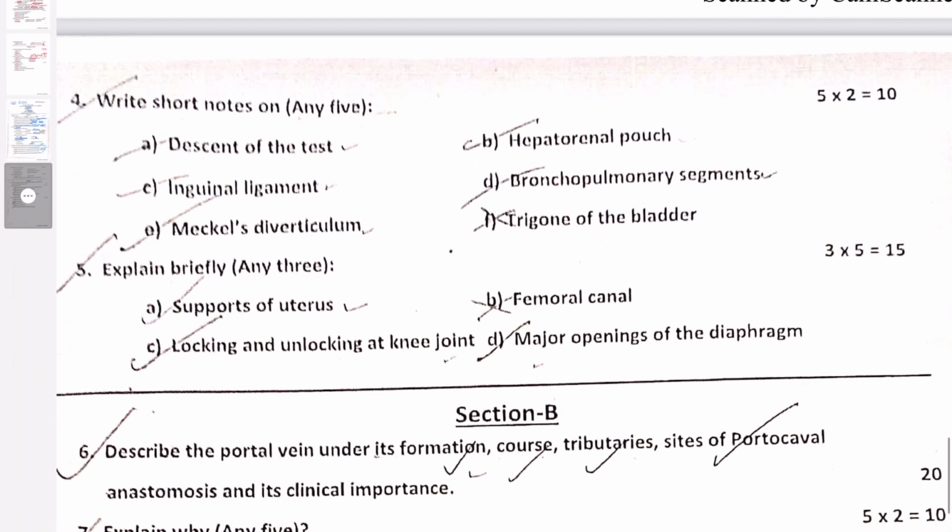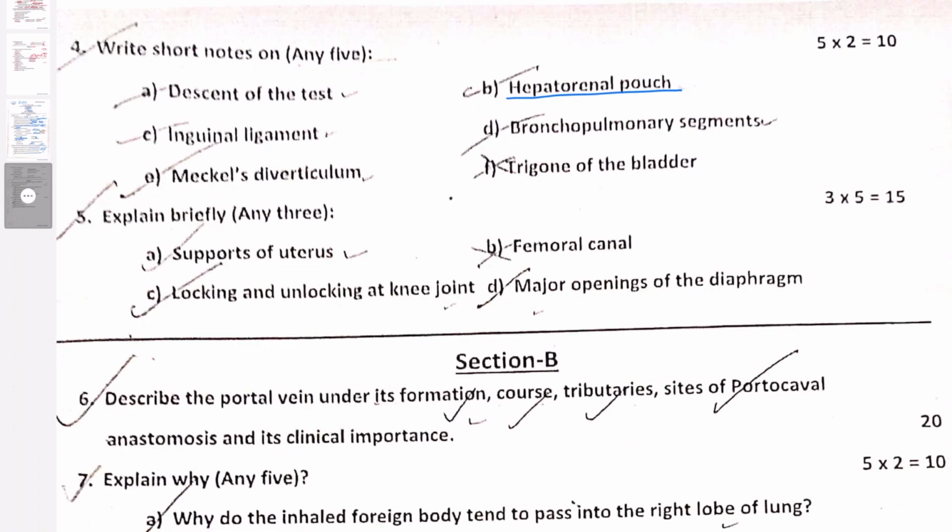Write short notes on any 5. Descent of the testis, hepatorenal pouch. This is also called the hepatorenal pouch of Morrison. Inguinal ligament, folding of aponeurosis of external oblique, bronchopulmonary segments, Meckel's diverticulum.